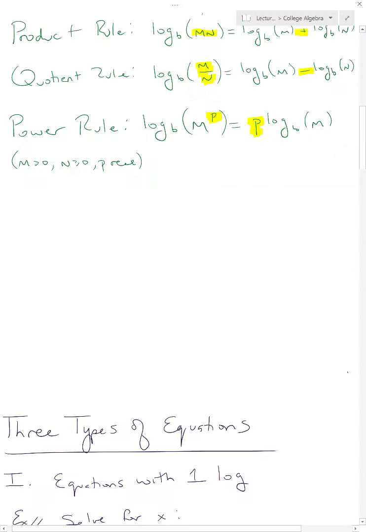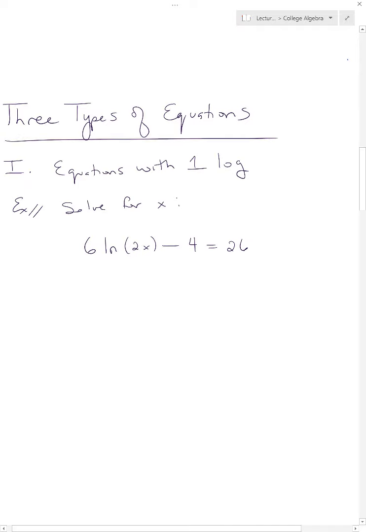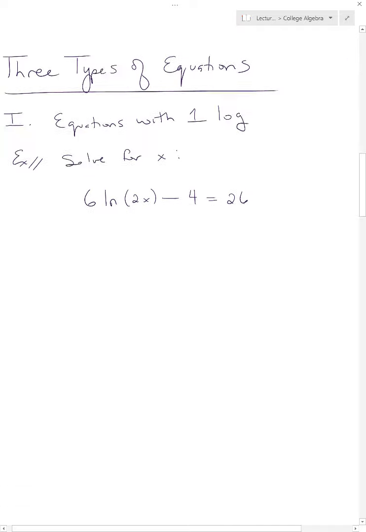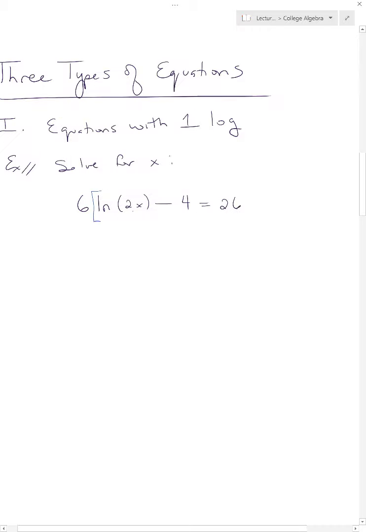So the first type of equation I want to look at is an equation that simply has one logarithmic statement. If we look at this equation, we want to solve for x, and as we scan through our equation, we see 6 times the natural log of 2x, but then we see constants, or numbers. Because we only have one logarithm, the very first thing we want to do is to get this logarithm by itself. In other words, we want to isolate the logarithm.